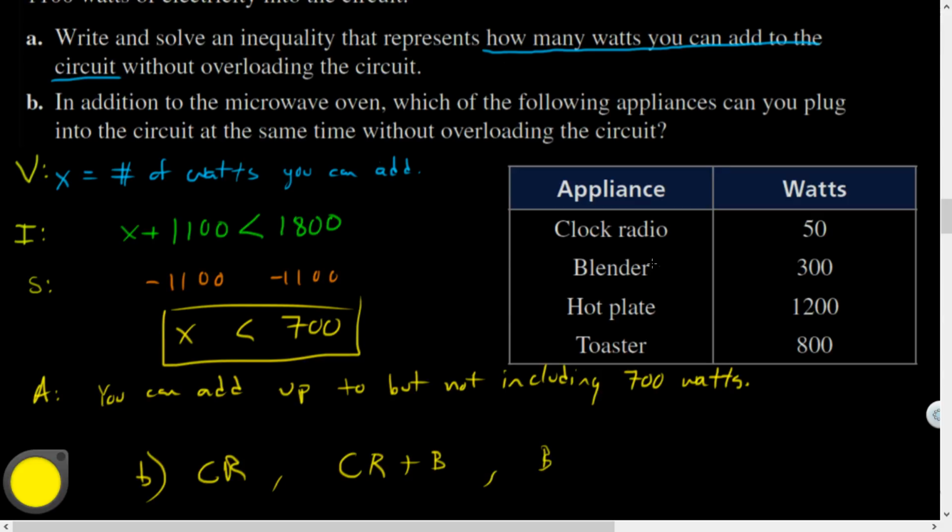Well, just blender, right? Just blender. Hot plate, that's a no-go. Oh, no. If I was going to say, would hot plate work if you unplug the microwave? 1200 is still less than 1800, so that would work. And toaster is a no-go. You trying to make toast at the same time? That's a no-go, friend. Let's see. I think I'm good.